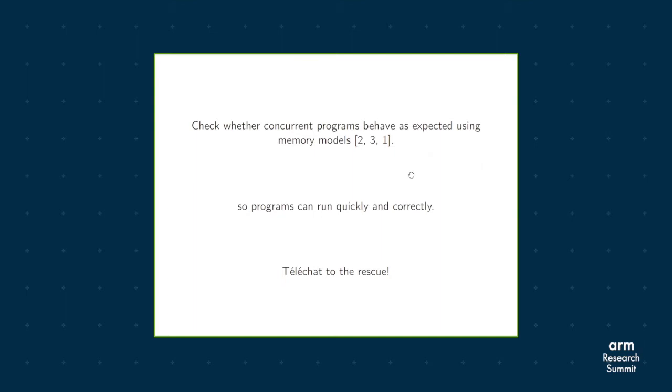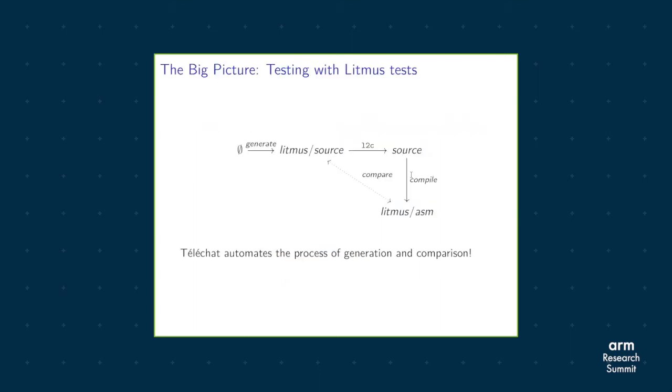We proposed a Téléchat tool to check whether compiler translation preserves concurrent program semantics over the source and target memory models. Téléchat is a tool suite that can take small concurrent programs called litmus tests, compile them with a compiler of choice, and check whether the expected behavior of the compiled program is a refinement of the source program behavior.